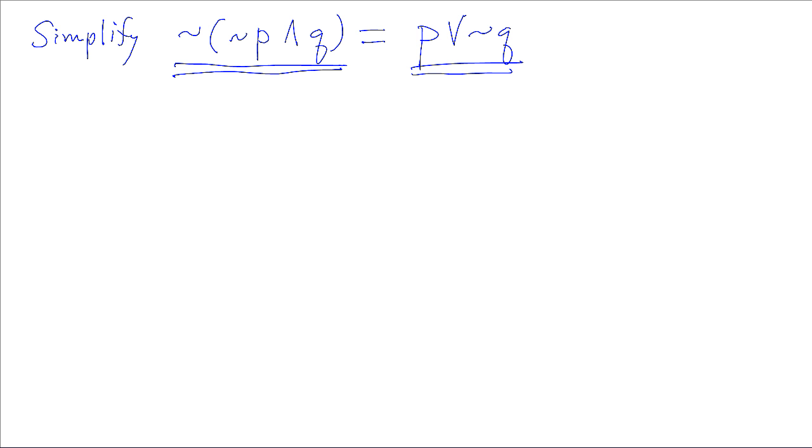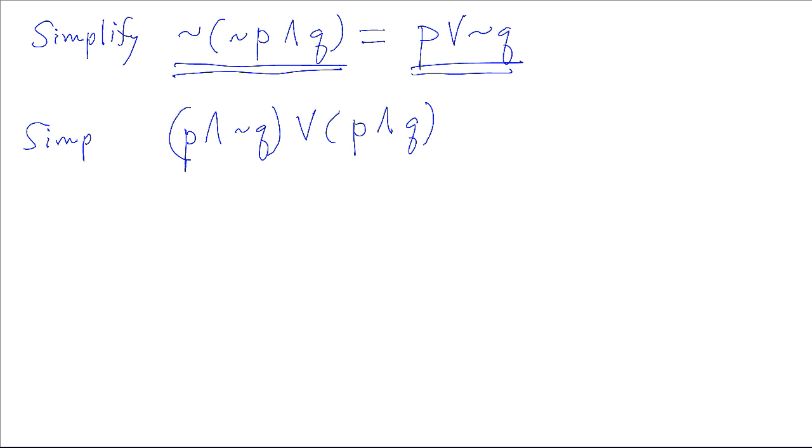Let's see. Another one that we can simplify is something like this. Let's say P and not Q, or P and Q. Okay, and I'm going to recognize this one. We want to simplify this.